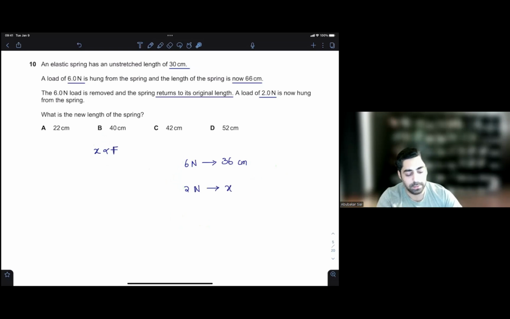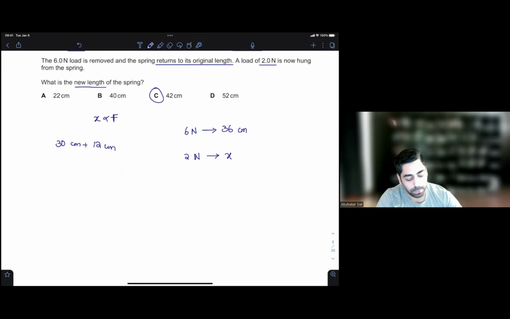So what's the new length? The new length is going to be the original length plus the extension. And that's 42. We don't need to use the equation. So this is a really good question to actually see how proportionality works.